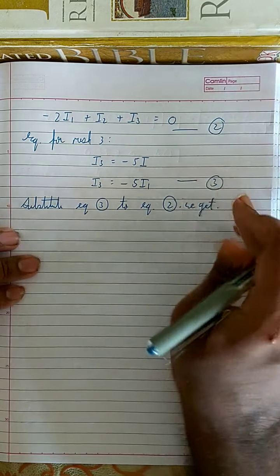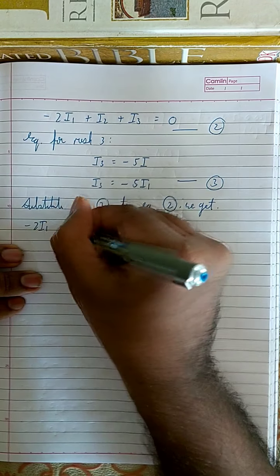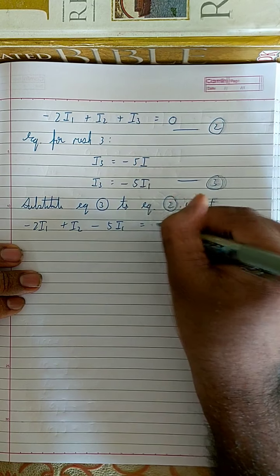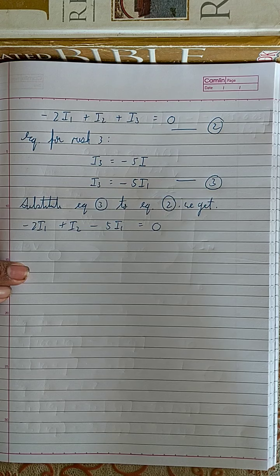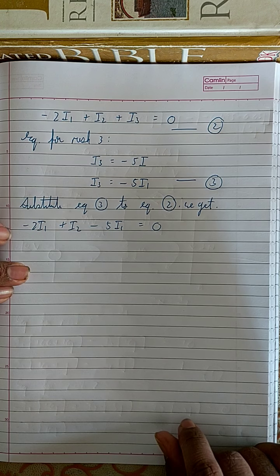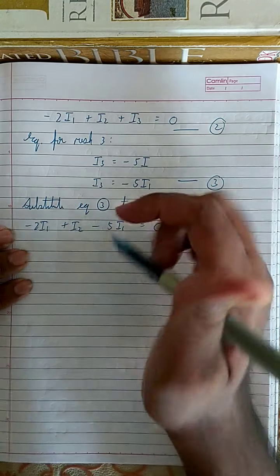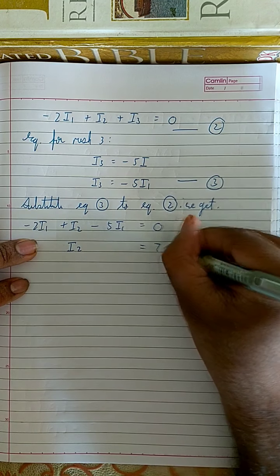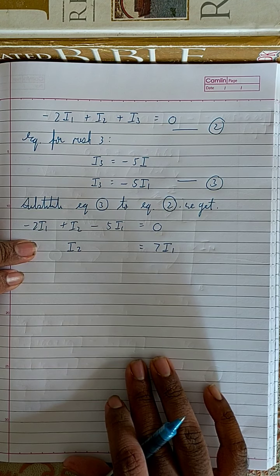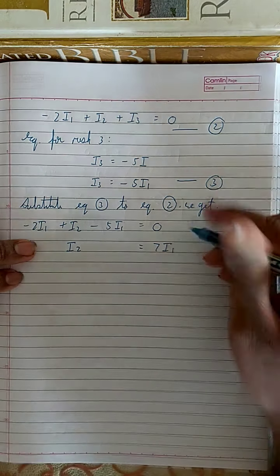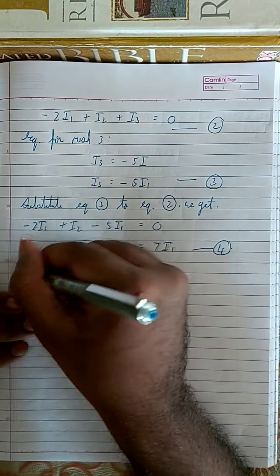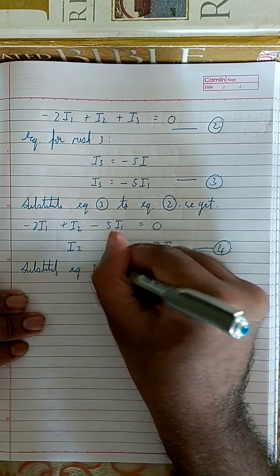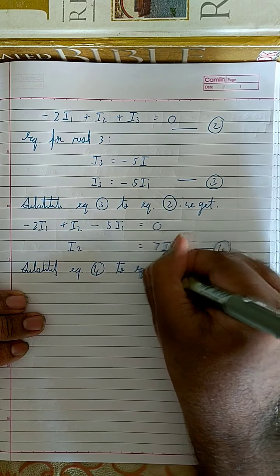So what I get is minus 2I1 plus I2, and replacing I3 with minus 5I1, is equal to 0. This is the equation. Or in other words, I2 is equal to 7I1. I2 is equal to 7I1. Let this be equation 4. So therefore, substituting equation 4 into equation 1.